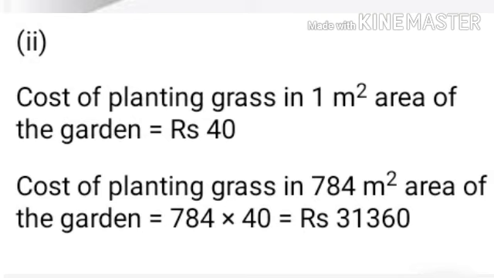Second, cost of planting grass in 1 meter square area of the garden is equal to rupees 40, given. So cost of planting grass in 784 meter square area of the garden is equal to 784 into 40 is equal to rupees 31,360. So cost of planting grass in 784 meter square area of the garden is rupees 31,360.